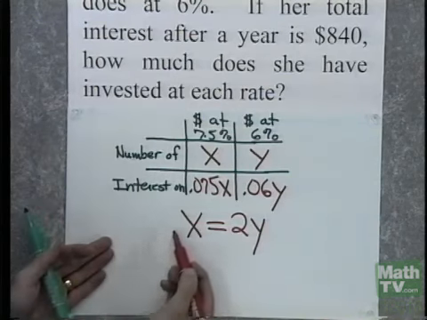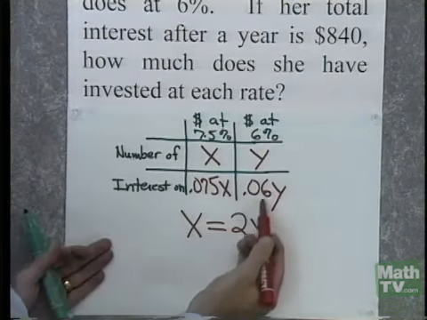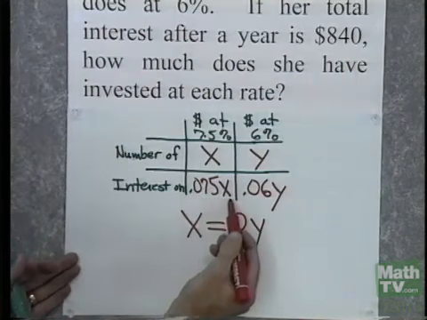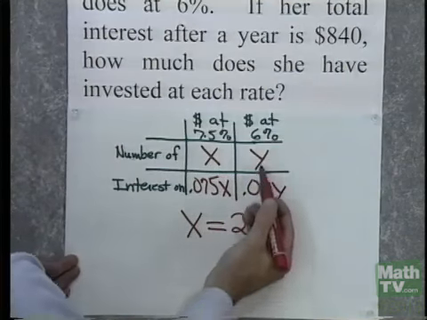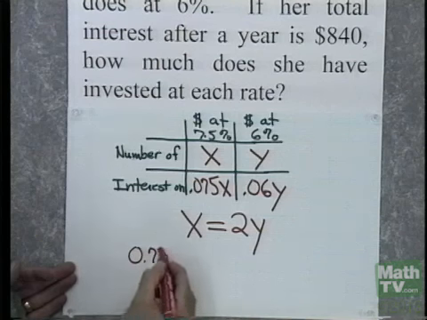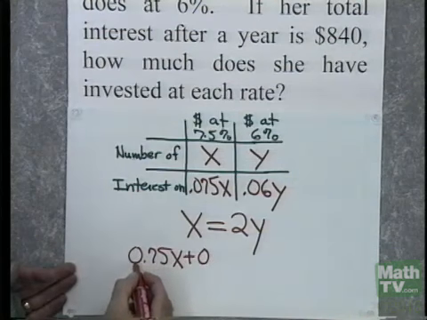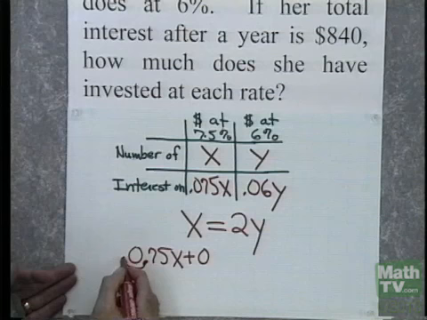The second equation I'm going to get comes from the fact that she earns $840 in interest after the first year. That comes from the interest on these x dollars plus the interest on these y dollars right here. So 0.075x plus 0.06y, so let me just take this away right here, move it over here.